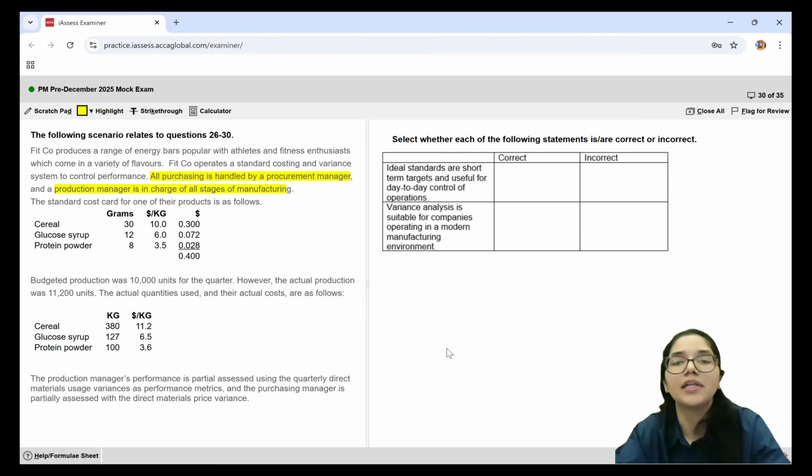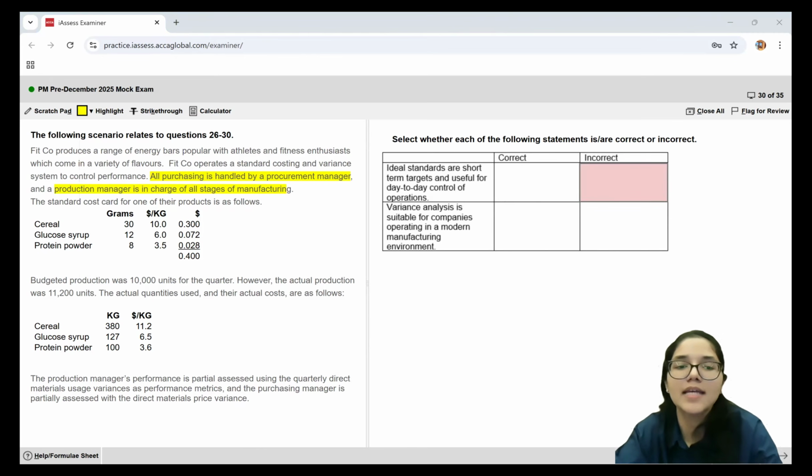Now moving ahead to the last question basis this case study, select whether each of the following statements is or are correct or incorrect. First statement tells you ideal standards are short-term targets and are useful for day-to-day control of the operations. Guys, these are ideal, these are perfect standards. Perfection can never be attained in the real practical world. So these are not useful for day-to-day control of operations. This statement has to be incorrect.